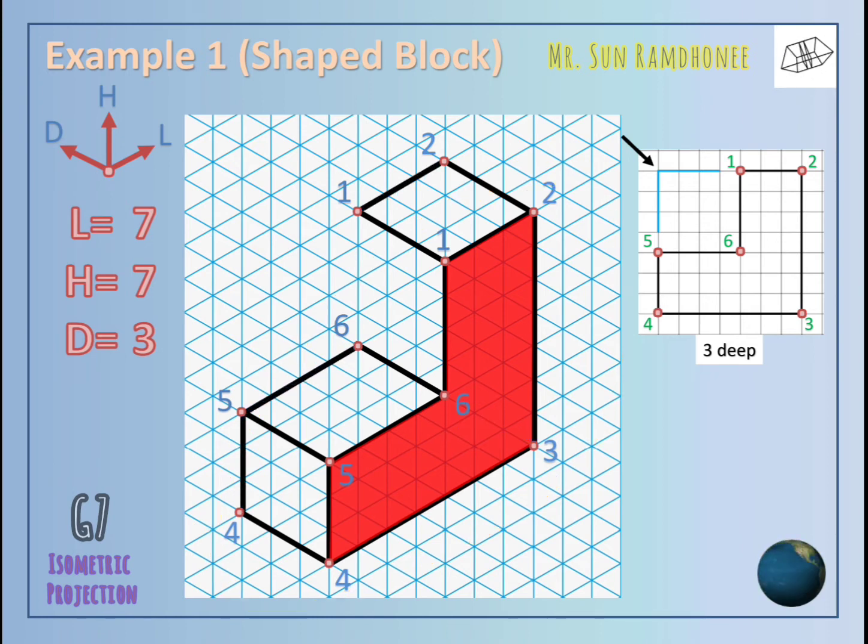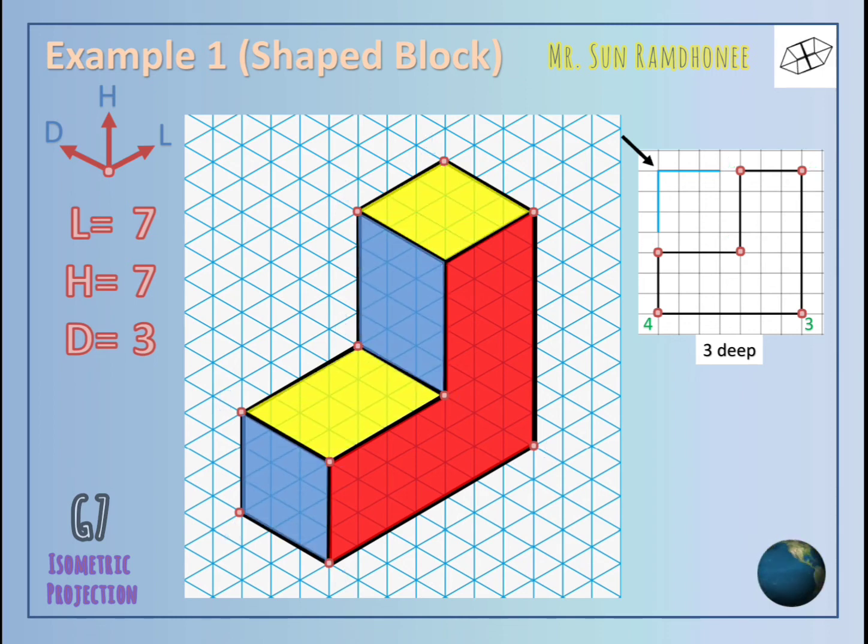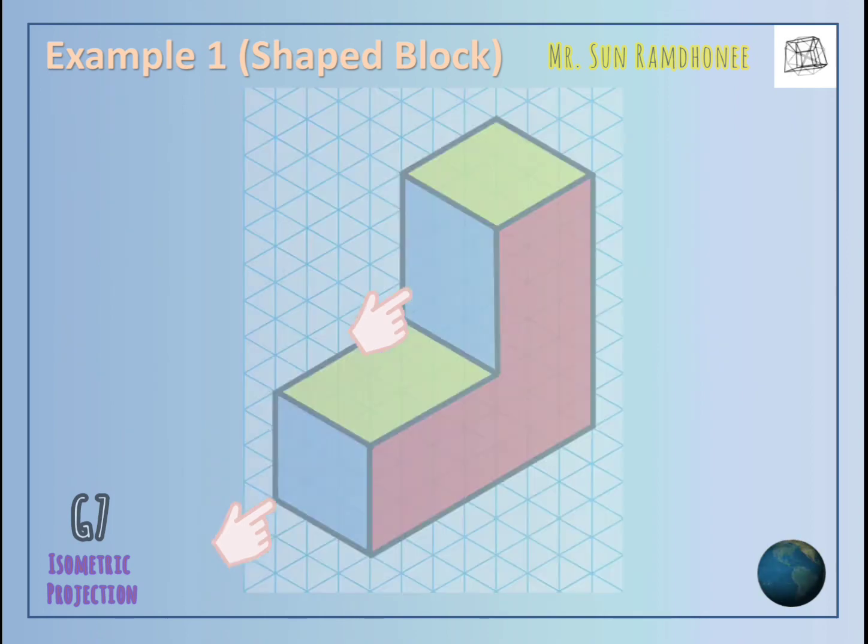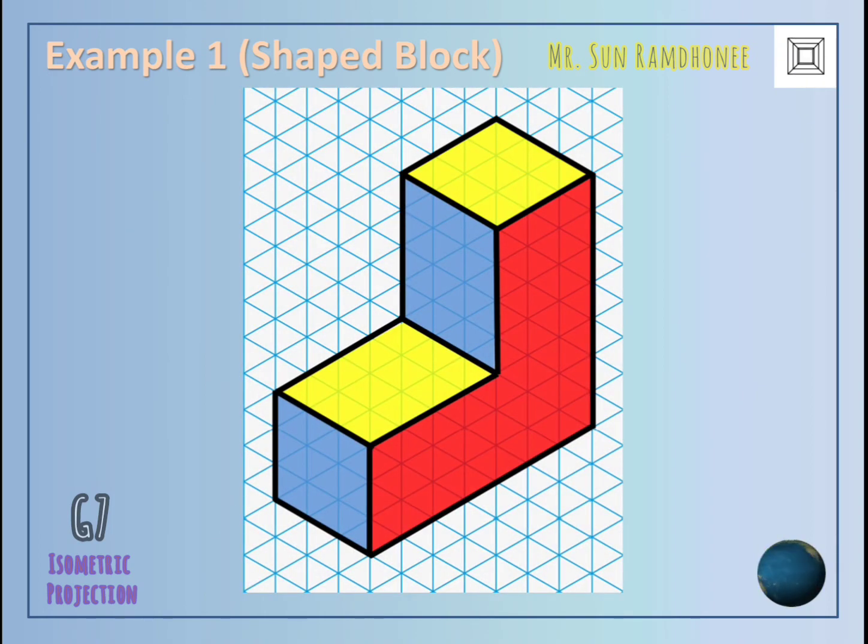Next, we have to complete the shape like this, and this is finally how you're going to add the different colors. The front view will always be red. The top view you're going to shade yellow, and the side view you're going to shade blue. So the final drawing will look like this. It should have neat and crisp lines. The lines should be drawn on the grid, and it should be rendered very neatly.